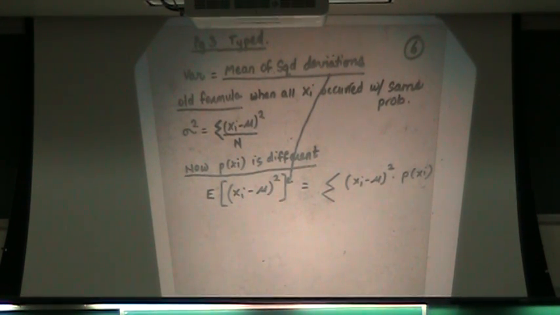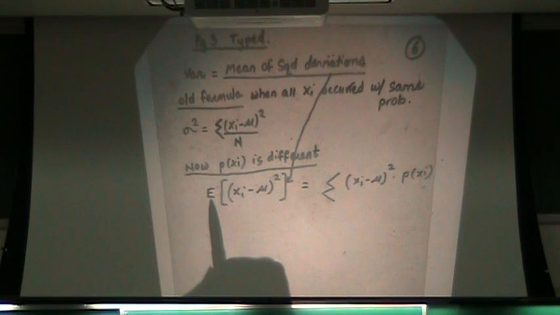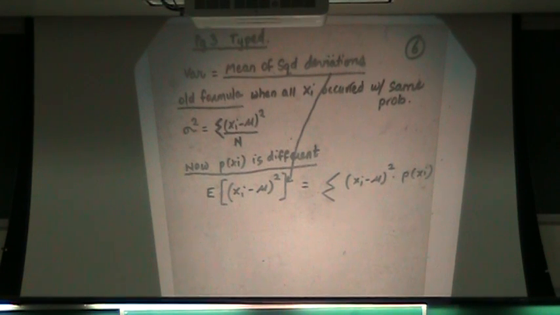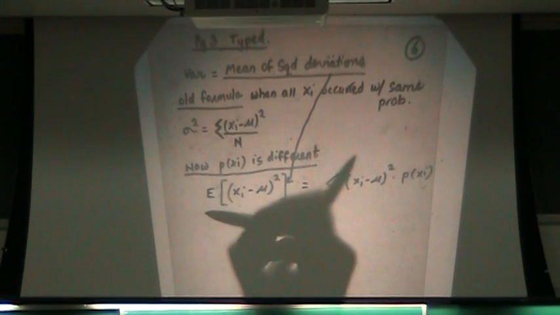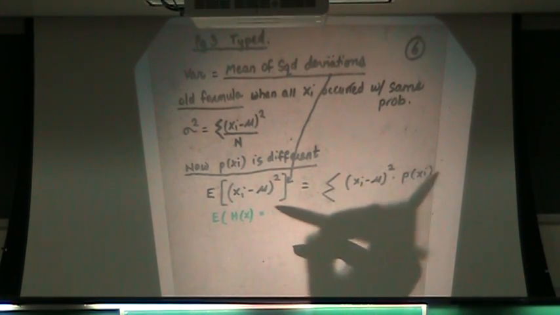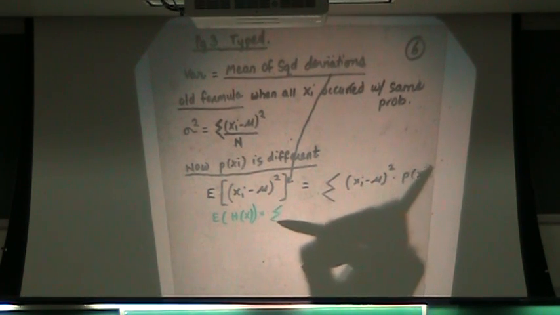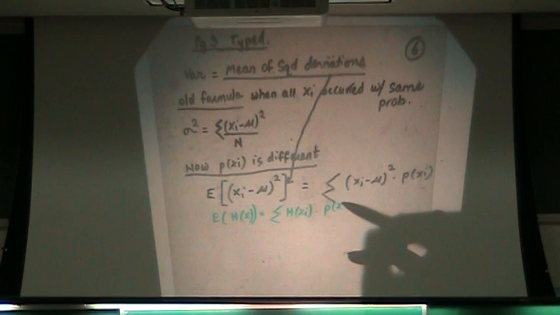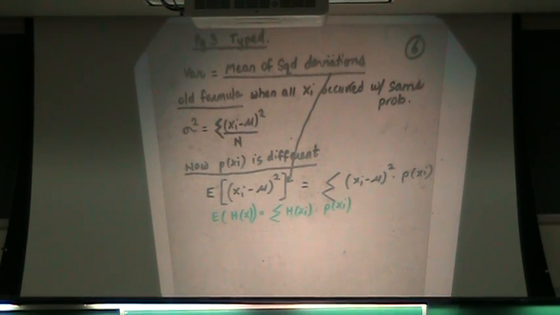If we define variance to be the mean of the squared deviations, then I write that like this. Expectation is another word for mean of the squared deviations. And then, of course, I'm using that formula that says E of h of x equals summation h of xi P of xi. That's what I've used, right?